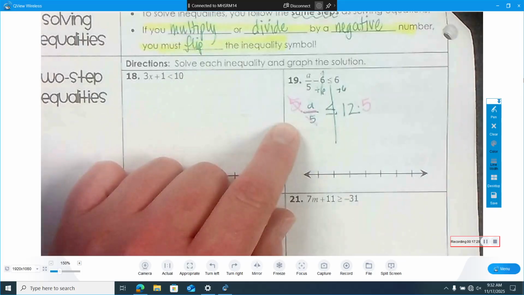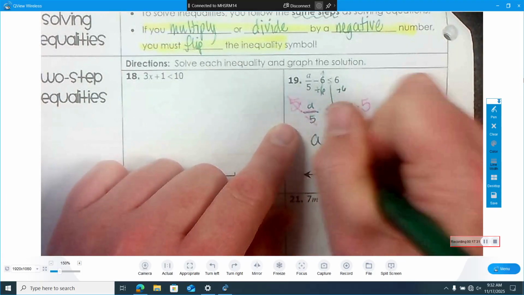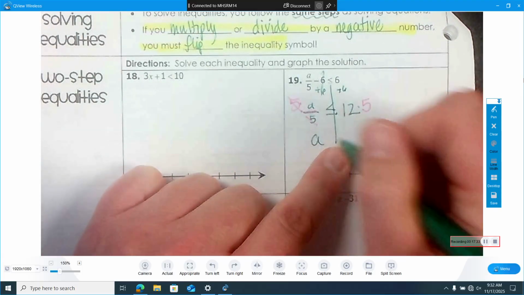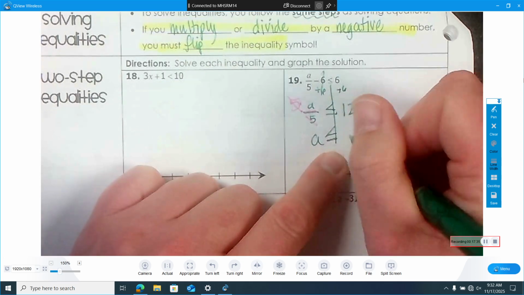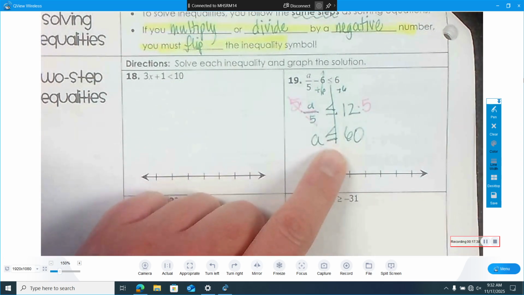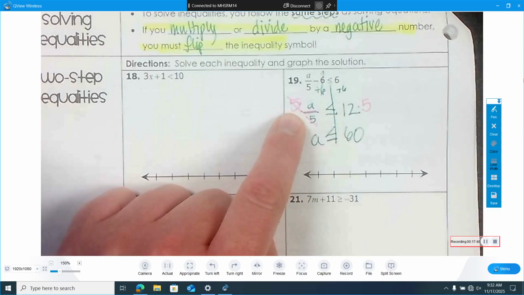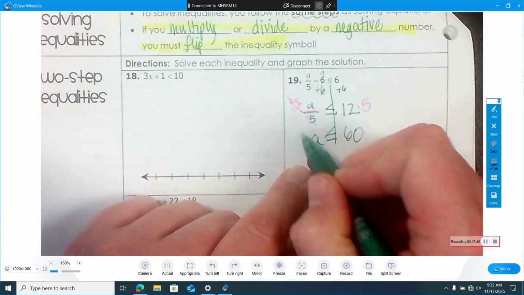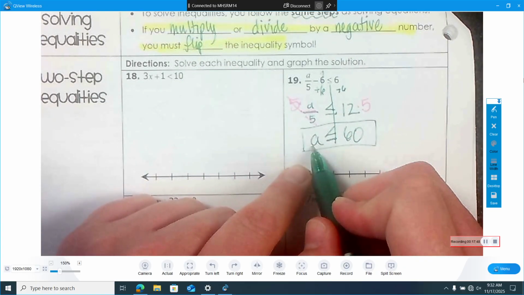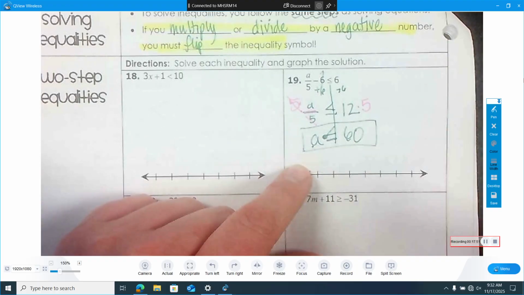Times by 5 and divide by 5 cancel out, and I get A is... do I have to flip the inequality symbol here? Did I multiply by a negative number? No. Okay. So I don't have to change anything. That one is just fine. So this is our solution. We want any number littler than 60.